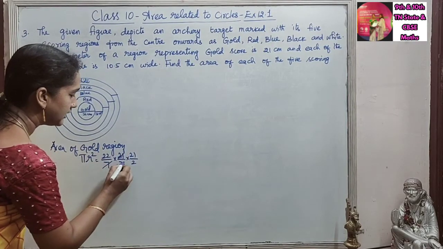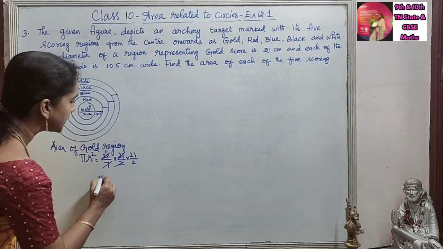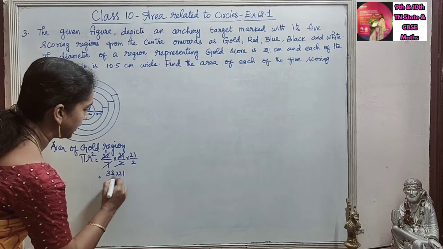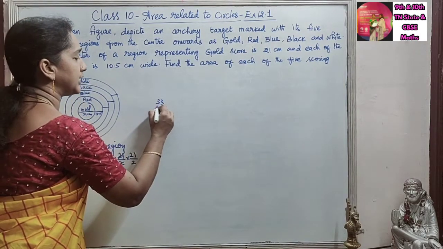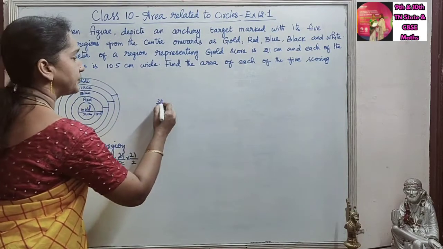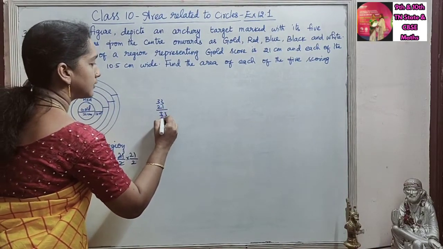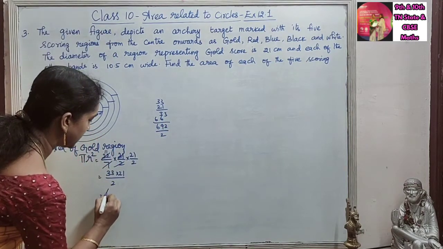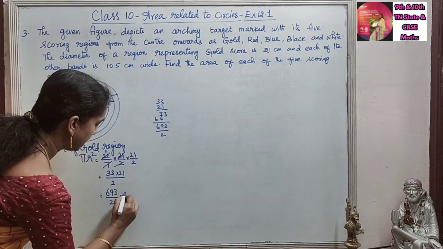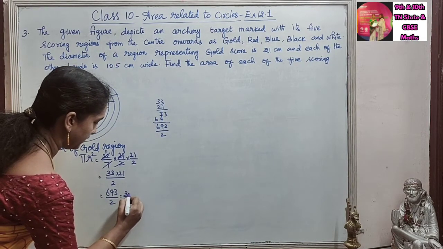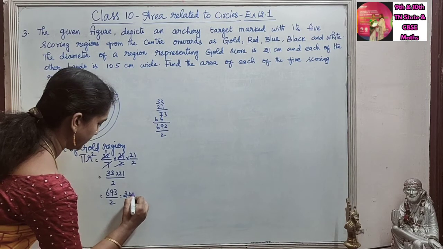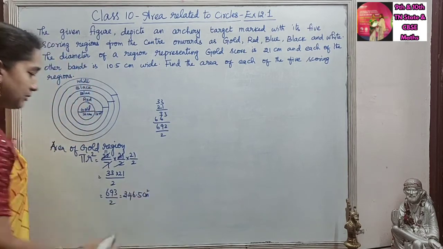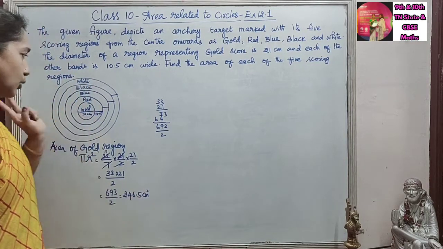7 3 times here. Then 2, 11. So 11 3s are 33. 11 3s are 33 into 21 divided by 2. So when we simplify this, we will get the area of the inner ring. So 33 into 21. So this is 693 divided by 2. So 693 divided by 2 will be 346.5 centimeters square. So this is the area of the gold ring.